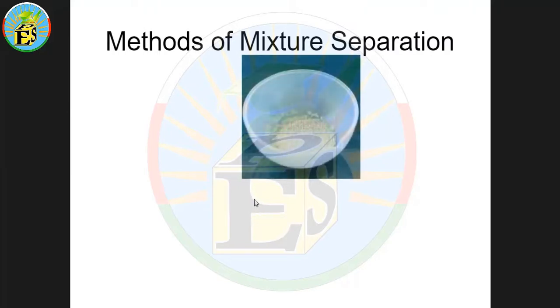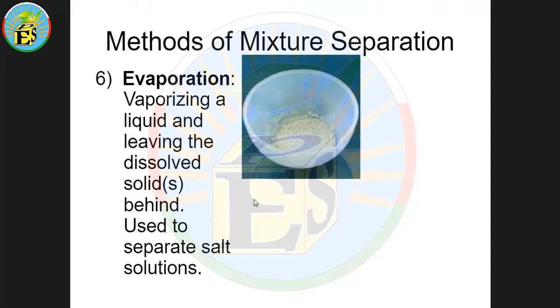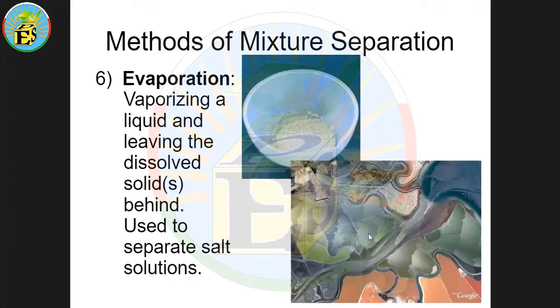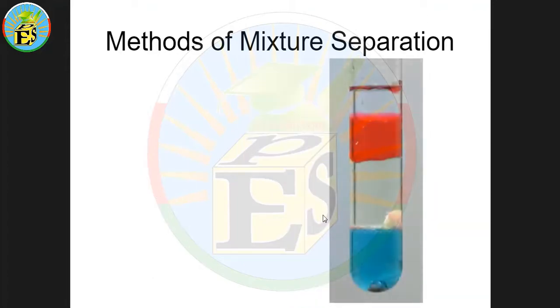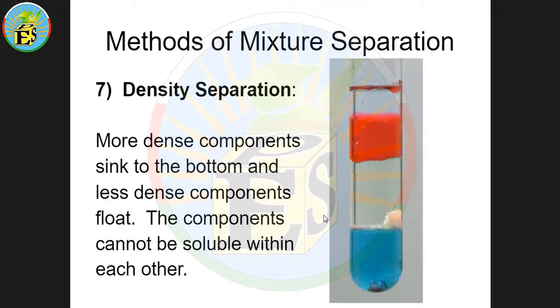Another method of mixture separation is evaporation. Evaporating a liquid and leaving dissolved solids behind is used to separate a salt solution. If we have a mixture of salt and water, I can evaporate the water and leave the salt behind. We use this method to produce salt from water. See another example.